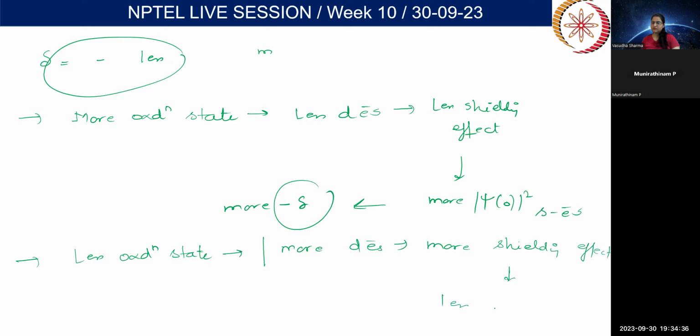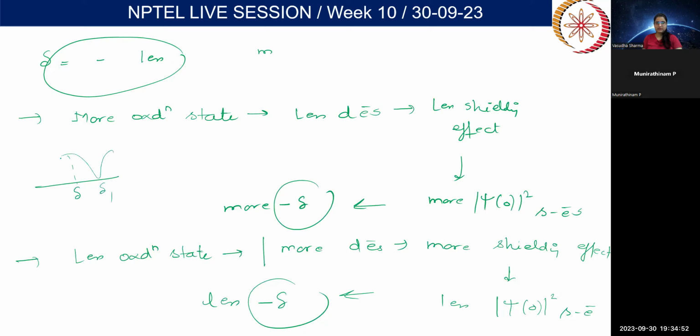That will give you less penetration of the s electrons into the nucleus, therefore less delta negative. So these are the relative values. When I said that delta is here and the other peak is here, delta 1 and second one is delta 2, delta 1 is more positive compared to delta 2, which means it would be less negative. That means delta 1 would correspond to the complex having iron in the lower oxidation state, and vice versa for delta 2. So is this concept clear?